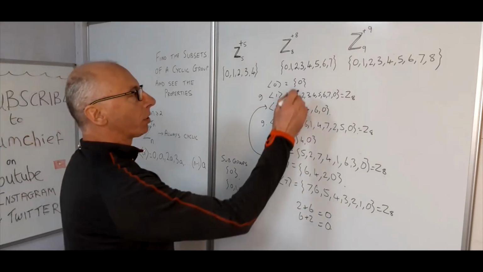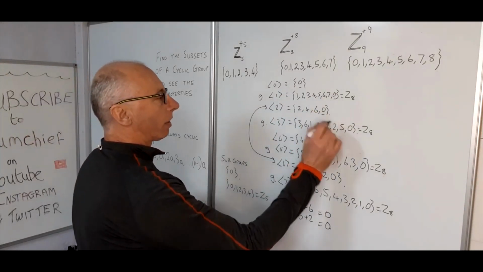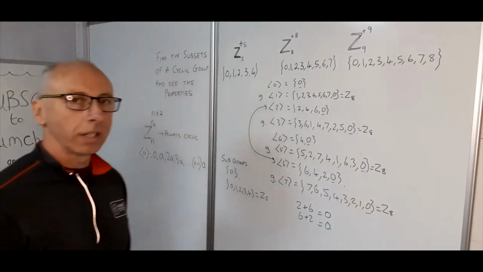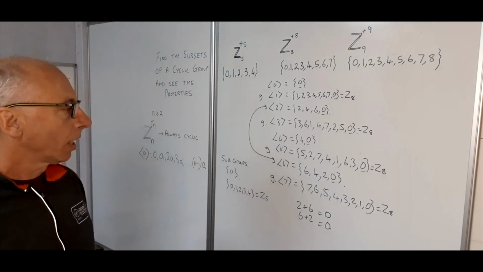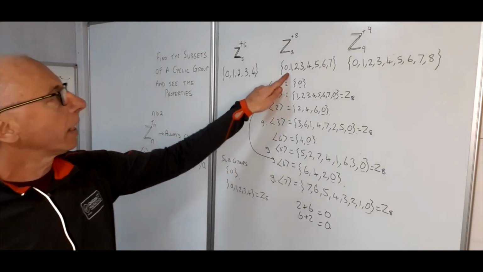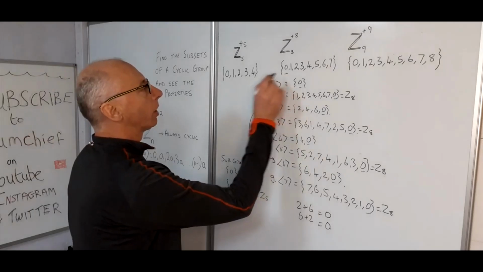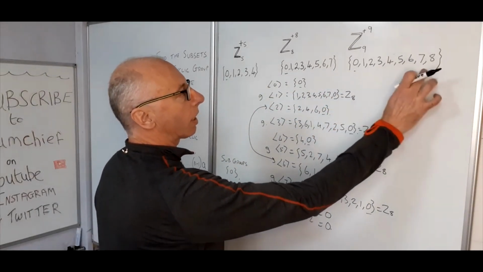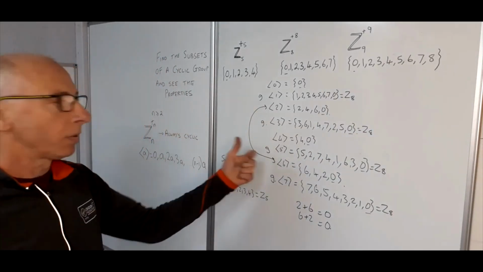Also, every subgroup contains 0. So 0 is the identity element. Now every subgroup must still contain the identity element, and the identity element under addition is 0. So we're setting ourselves up for this group now with this information.